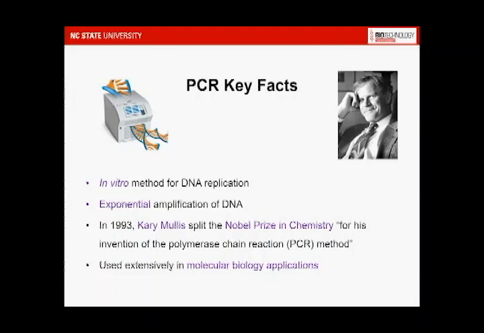PCR is essentially an in vitro method for copying DNA, where a specific sequence of DNA is exponentially amplified. The ability to copy DNA by PCR is such an important method that in 1993, Kary Mullis shared the Nobel Prize in Chemistry for his invention of the polymerase chain reaction method. PCR is used extensively in molecular biology applications, some of which we'll talk about later.